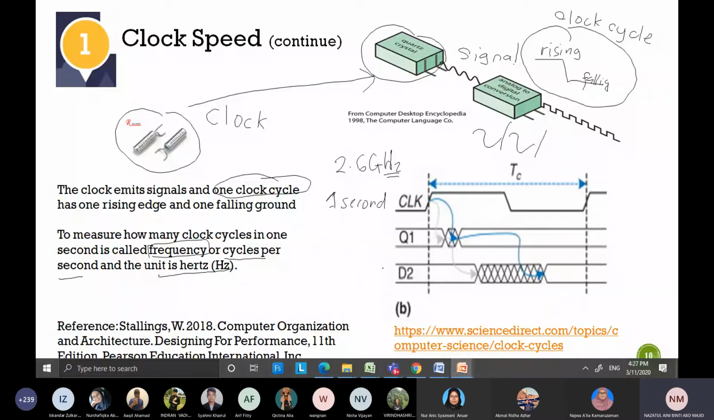This reference is quite technical, but if you want to see these figures, I took them from this reference, Science Direct. This is the time between the rise and the fall, and this we call a clock cycle. One of your friends also asked me about textbooks. Another textbook you can refer to, which is quite good but has a lot of technical details, so just read the related parts, is from William Stallings: Computer Organization and Architecture, Designing for Performance. You can find this book.